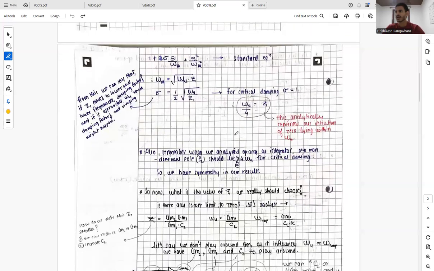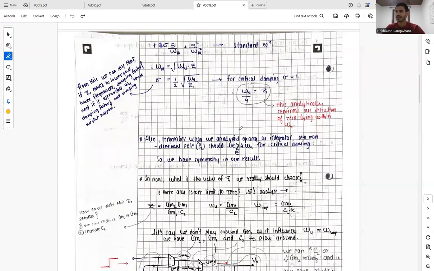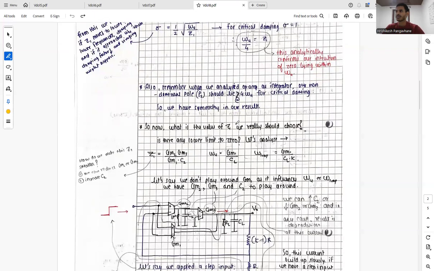Also we have to remember, when we analyzed the opamp as an integrator, our non-dominant pole, which was p2, had to be greater than 4 times omega u for critical damping. So we have some kind of symmetry in our results. So now what is the location of the 0, and what value of z1 should we really choose? This is a question. Is there any lower limit to shifting the 0 towards the left hand side?